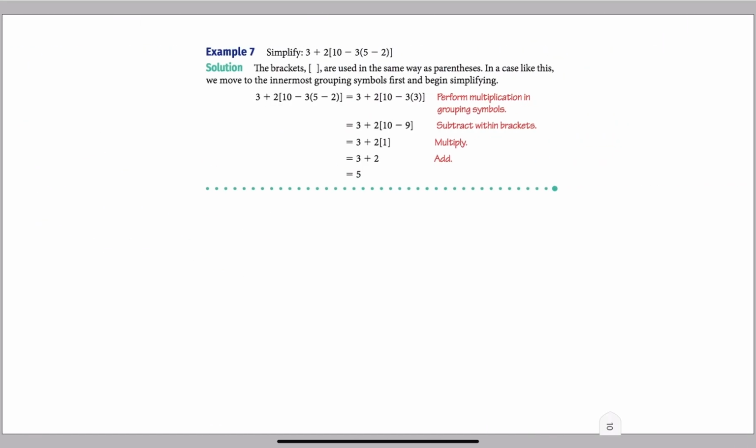All right, let's do a couple more. In this one, we have multiple grouping symbols. So what are we going to do? We have to start with the innermost.